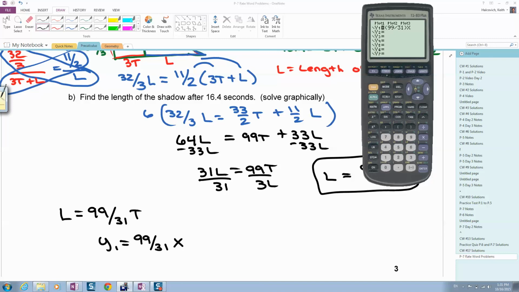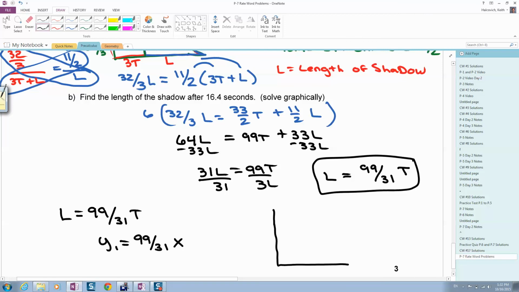So now our window will go from 0 to, let's say, about 20, because realistically, to get away from the street lamp, it's going to take him about 20 seconds or so. And then the length of his shadow, we'll just guess probably about 100 and see what happens when we graph it. Notice there it is. We have a little graph like this that's a line. So it goes like that.